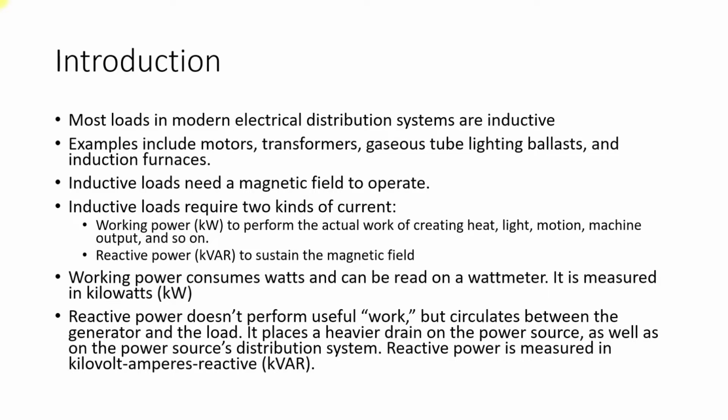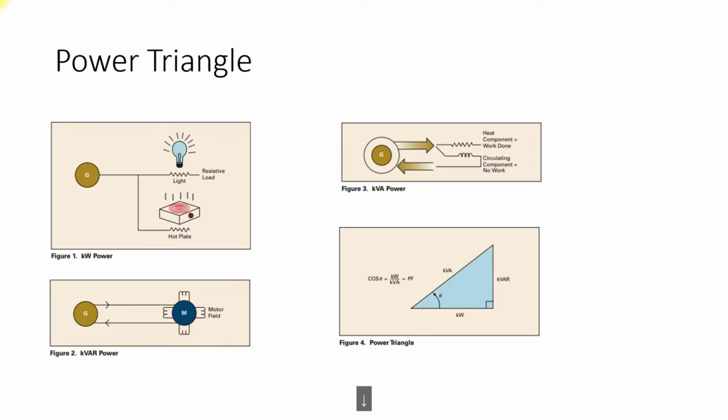The working power consumes watts and can be read on a wattmeter. It is measured in kilowatts or megawatts. Reactive power doesn't do useful work, but circulates between the generator and the load. Basically it's a magnetic field which is continuously circulating between the generation and the load. It places a heavier drain on the power source as well as on the power source's distribution system. Reactive power is measured in kVAR or MVAR.